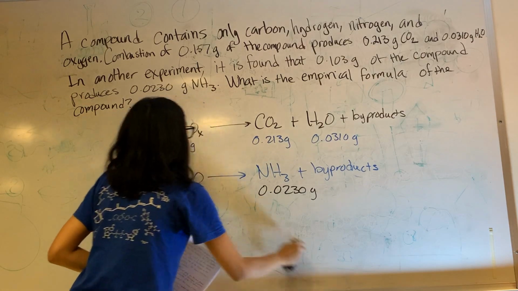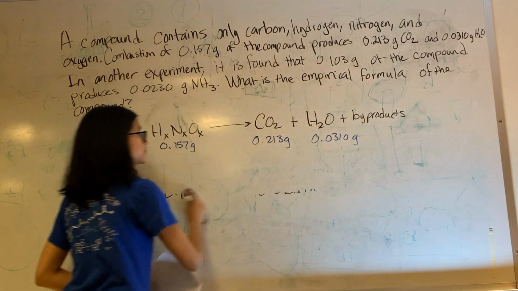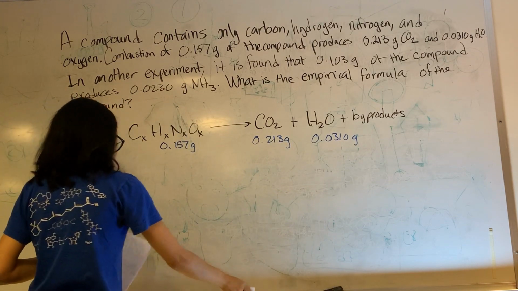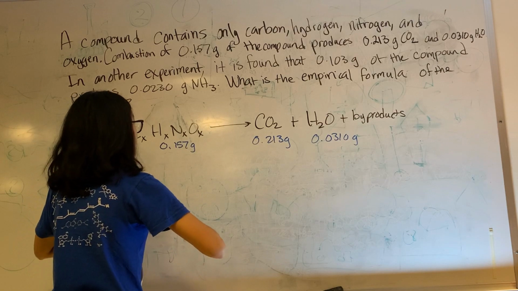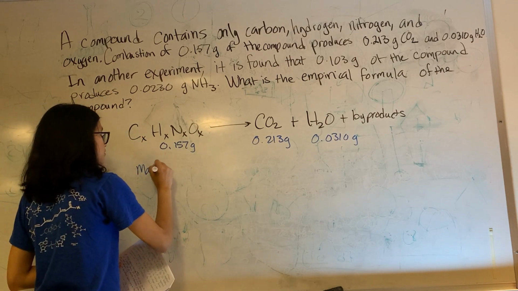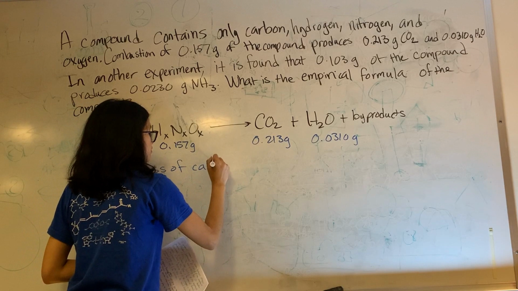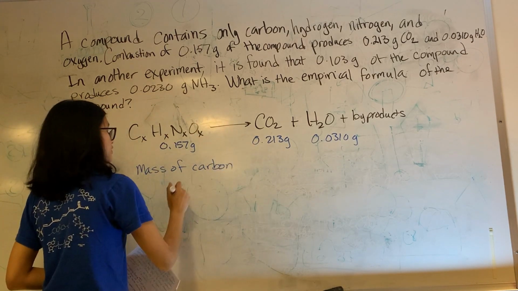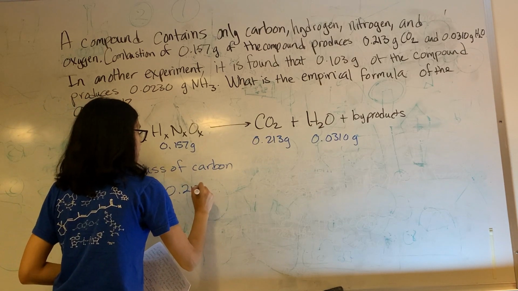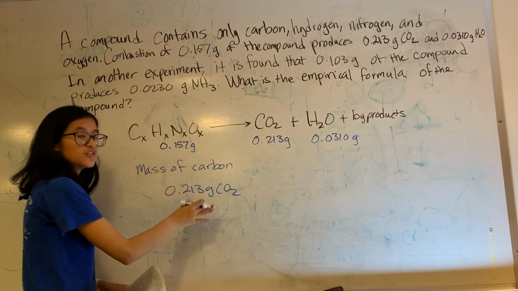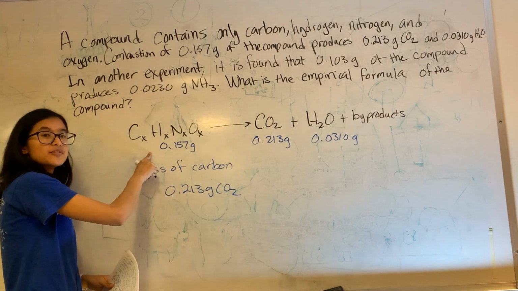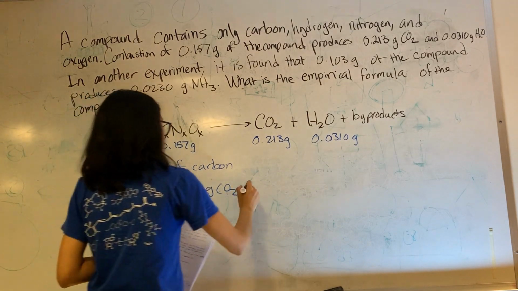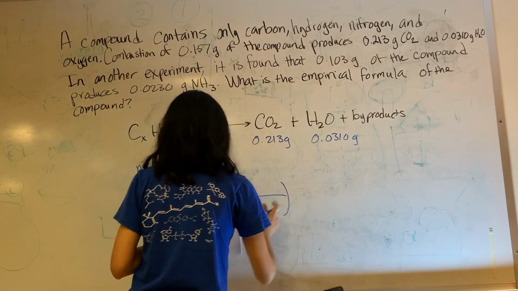So let's start with the combustion reaction first, actually. So in the combustion reaction, we're going to find the mass of carbon first. Okay. So for the mass of carbon, you start out with what you're given. You know that 0.213 grams of CO2 contains all of the carbon that was in the 0.157 gram sample, okay? So we need to figure out how much carbon that is.